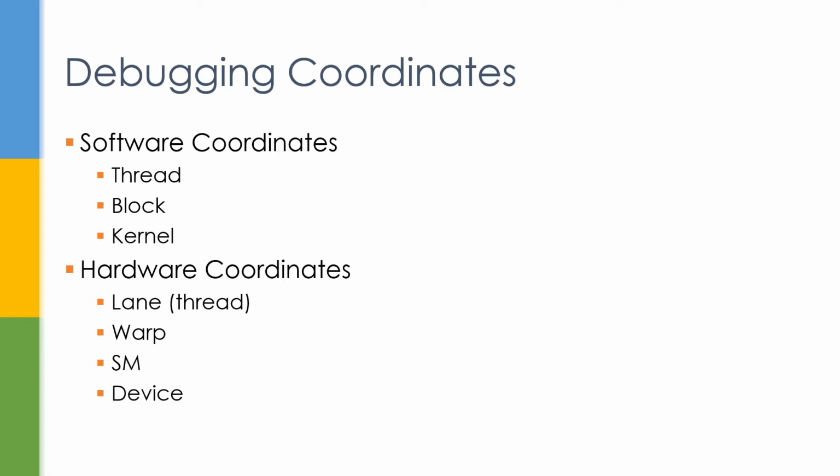SM is one streaming multiprocessor on a GPU. Depending on what your GPUs are, you may have anywhere from 2 to 16 or more SMs on a device. And of course, the device is the GPU itself.